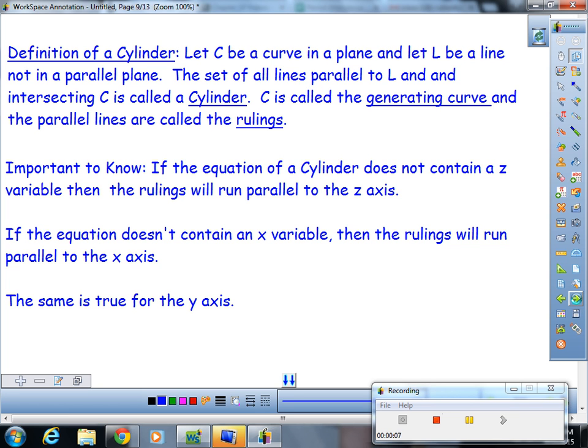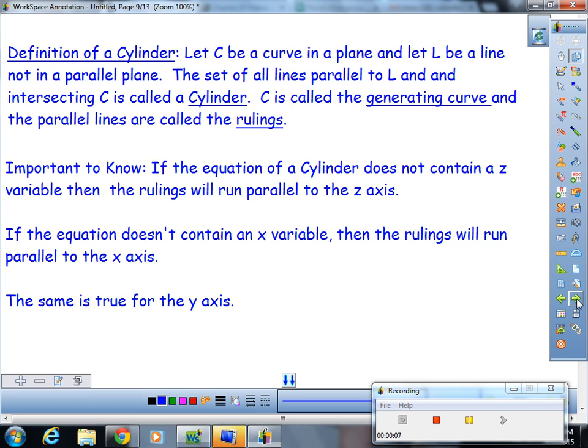All right, so this is going to be an aggressive definition. Let C be a curve in a plane, and let L be a line not in a parallel plane, so that it intersects the curve. The set of all lines parallel to L and intersecting C is called a cylinder. C is the generating curve, and the parallel lines are called the rulings.